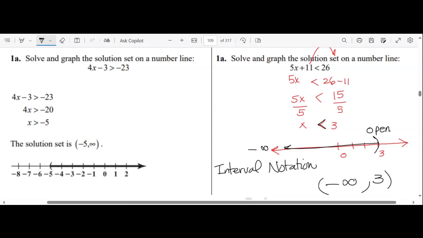Well, I will give you an example now. You will see when it's closed and when it's open. Now it's open because it's only less than. But if it's less than or equal, then I close. We'll see an example.